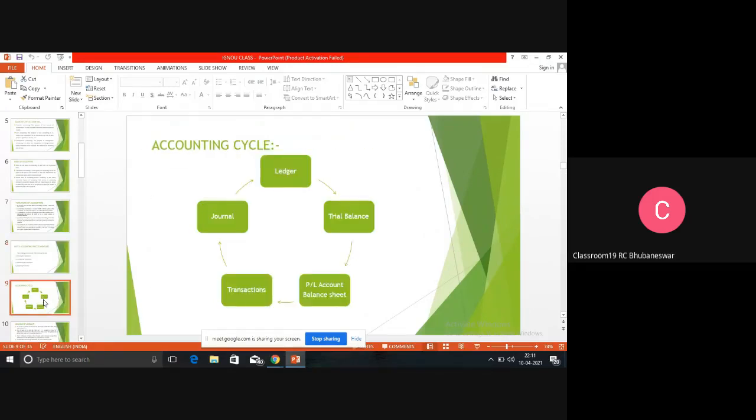We have already discussed this. What is the accounting cycle? The accounting cycle first starts with the journal. Before the journal, there are the transactions. So: transactions, journal, ledger, trial balance, PL account, and balance sheet. This is the accounting cycle of each and every business and non-business organization.